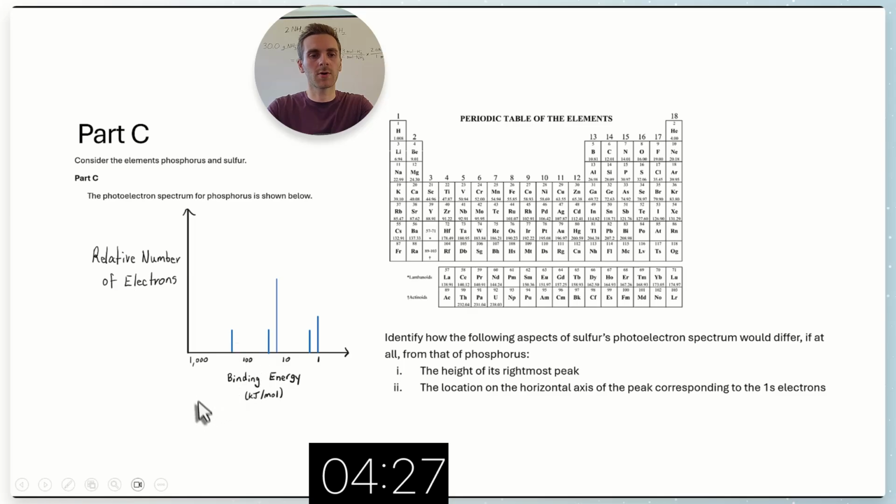All right, and then part C, we're looking at the photoelectron spectrum for phosphorus, and it's asking us how the photoelectron spectrum of sulfur would differ in these two aspects: the height of its rightmost peak and the location on the horizontal axes of the peak corresponding to the 1s electrons.